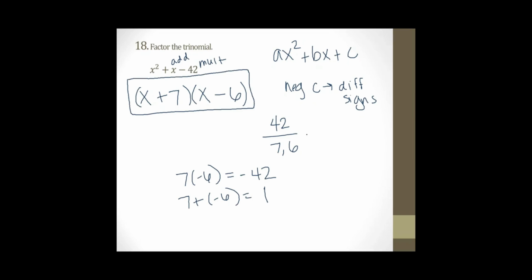All right? And then just to finish this up, if c was positive, you would have the same signs. Depending on b, if c is positive and b is positive, you would have plus plus. If c is positive and b is negative, then you would have minus minus. So those are helpful tricks to help you set up your factors.